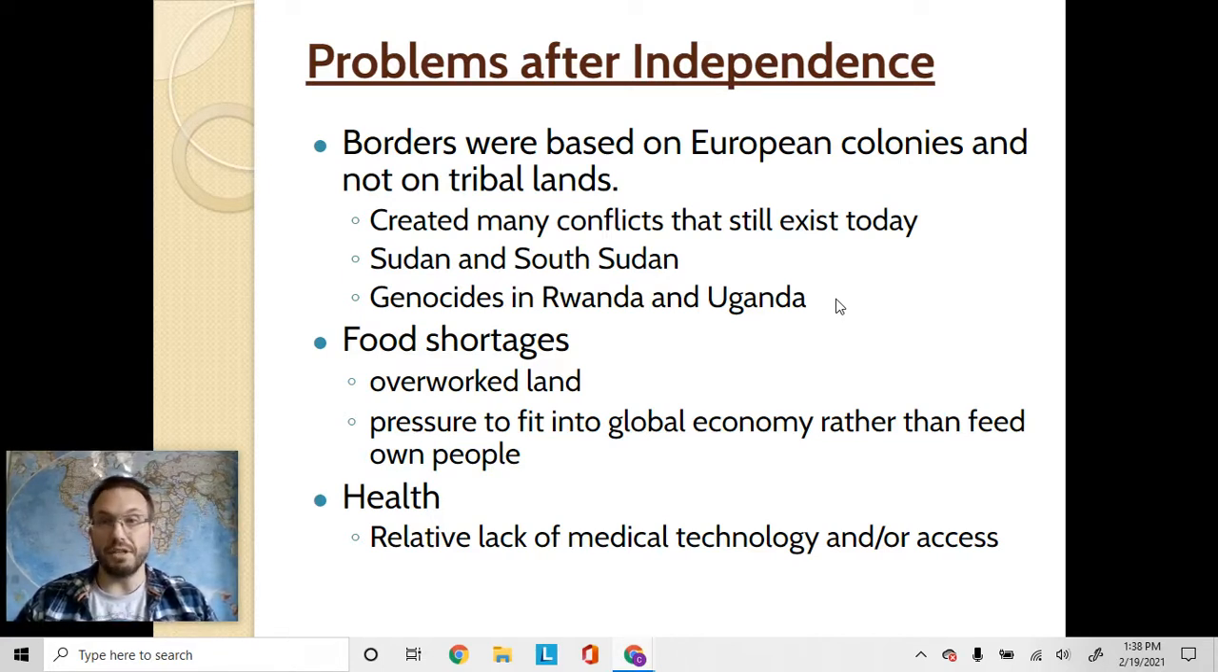And some places simply don't have the medical technology because they're too far away from infrastructure. That is one of the major reasons that AIDS became a major epidemic and is still a major epidemic throughout Africa, because of lack of diffusion of medical technology.